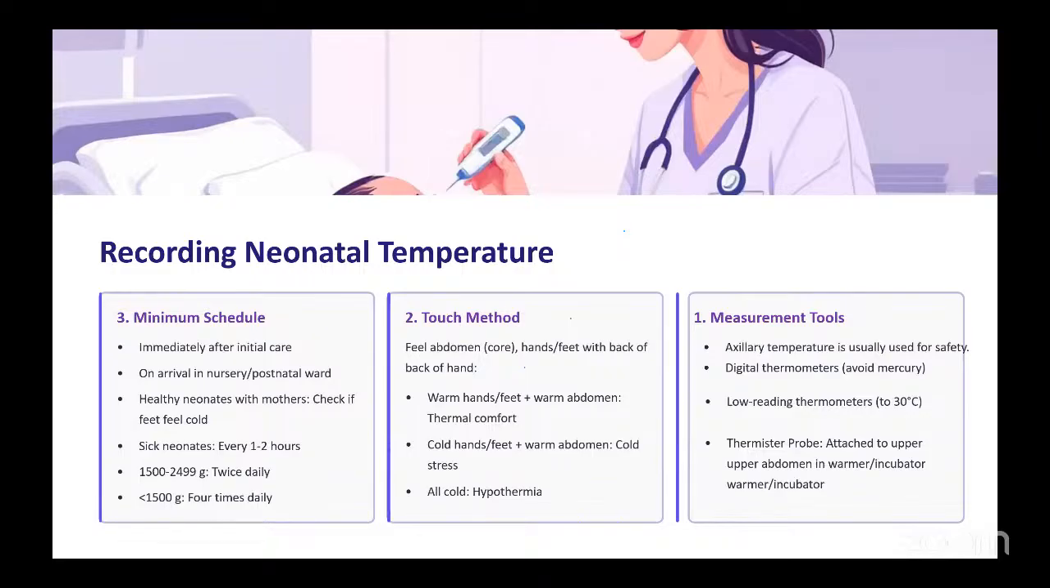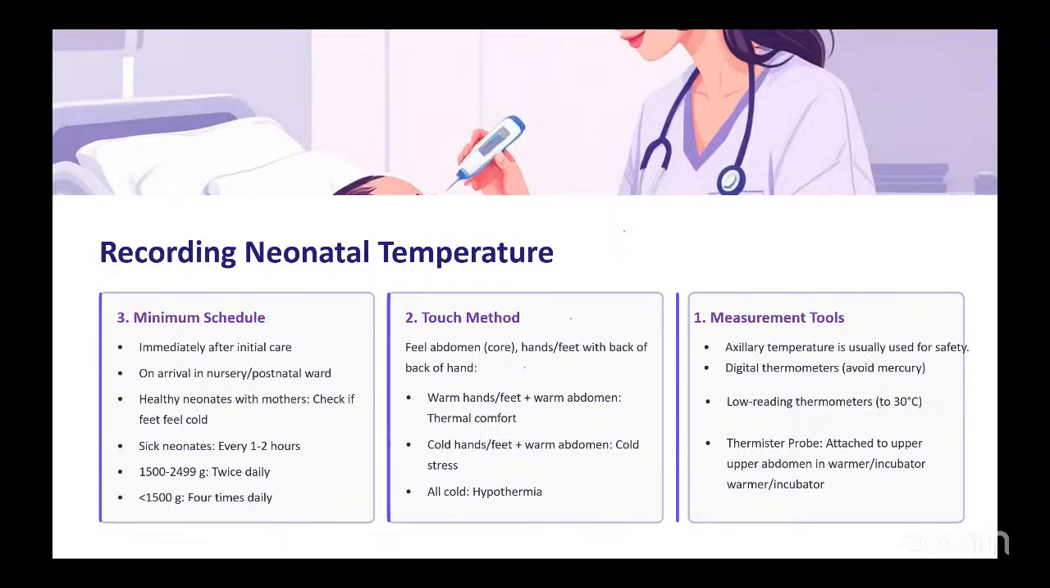Now, the next question is, how do you do neonatal temperature recording and how often? Usually you do axillary temperature, which is the safest thing to do. As I mentioned earlier, use a digital thermometer and avoid mercury. Especially make sure you have low reading thermometers, reading down to 30 degrees centigrade. We also have a thermistor probe now available, which is attached to the upper abdomen.